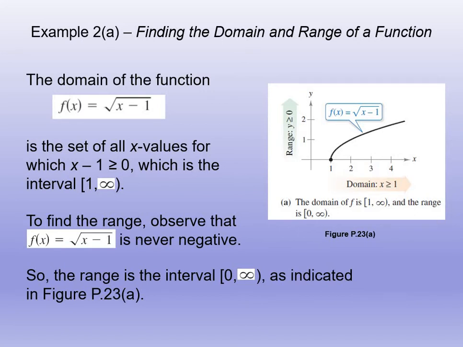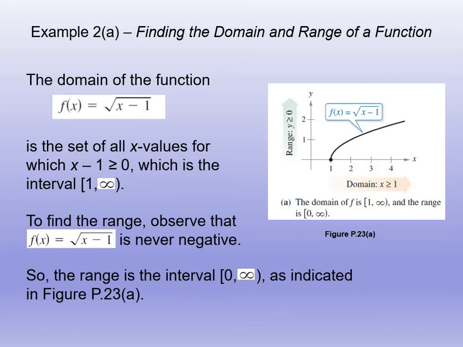So remember, closed brackets mean we include the value, so we use them when we have greater than or equal to or less than or equal to. And parentheses mean that we do not include that value, so we use a parenthesis when we have infinity or when we do not include the value. So if we had a less than or a greater than sign, we would use a parenthesis. Just to review, bracket goes with the greater than or equal to or less than or equal to sign. Parenthesis goes with the greater than sign or the less than sign.